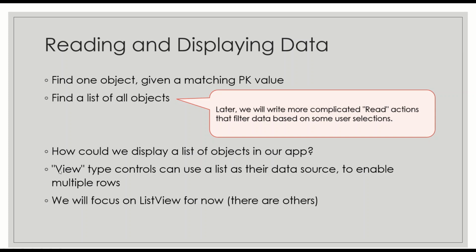One of the easiest ways to do it is by using a view type user control. So if we have a view, like a grid view or a list view, we can use a list as our data source. This allows us to automatically generate one row in the list view for every element in the list. So we're going to focus on list view for now. There are other view type controls, and please feel free to explore those if you want to find out more about them.